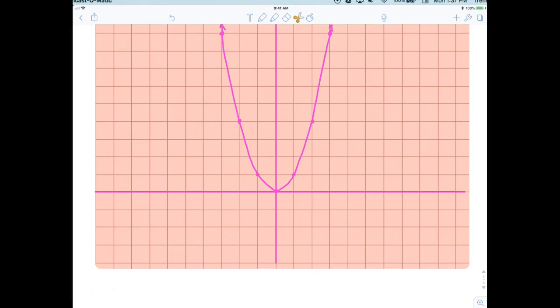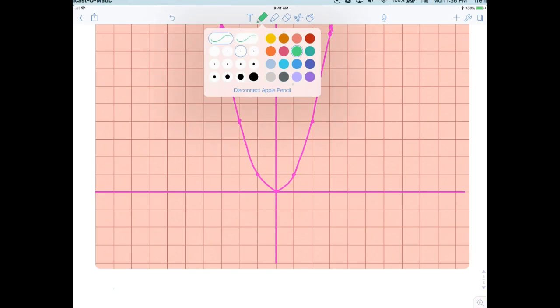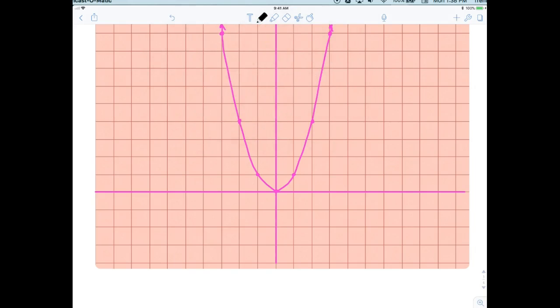All right, so that is your parabola. Now I want to introduce a few things. This point at the very lowest or the very highest point is going to be referred to as the vertex. So this point down here is going to be called the vertex. Everybody needs to make sure you write that.